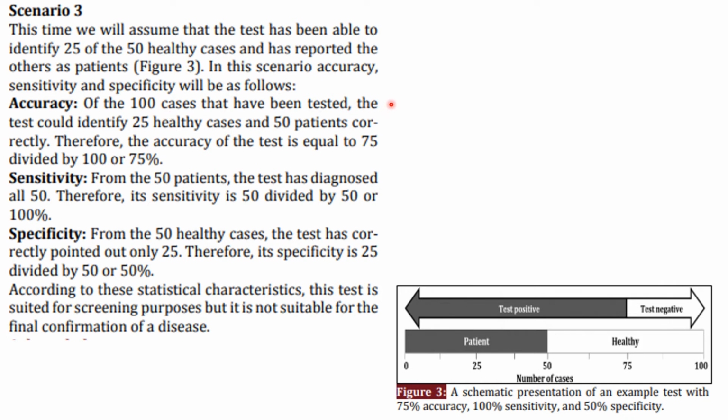Accuracy. Of the 100 cases that have been tested, the test could identify 25 healthy cases and 50 patients correctly. Therefore, the accuracy is equal to 75 divided by 100, or 75%. From the 50 patients, the test has diagnosed all 50. Therefore, its sensitivity is 50 divided by 50, or 100%. Specificity. From the 50 healthy cases, the test has correctly pointed out only 25. Therefore, its specificity is 25 divided by 50, or 50%.